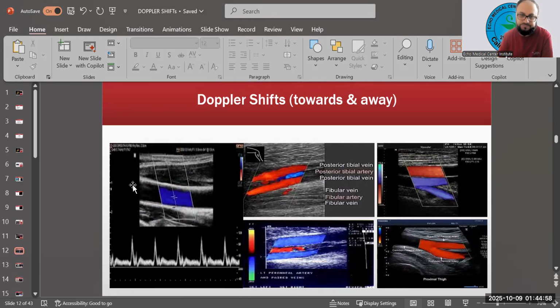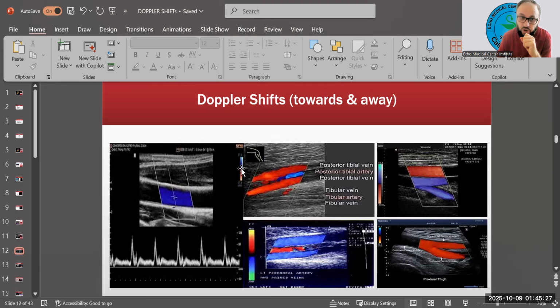Here you can see, this is the best example for towards and away for the Doppler shift. ARDMS, American Registry for Diagnostic Medical Sonography. If you want to sit for the SPI exam or RDCS, RVT, any of these examinations, they may ask you this question. Look at these examples. They will give you this picture and tell you the patient has no disease, no problem. Everything is normal. Adjust the physics in this picture.